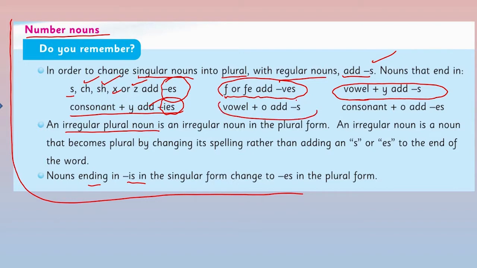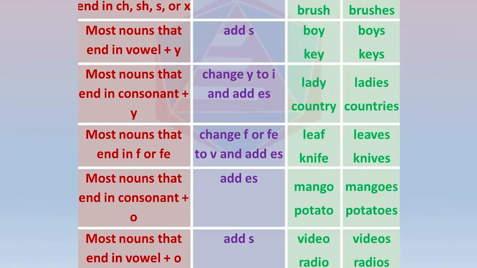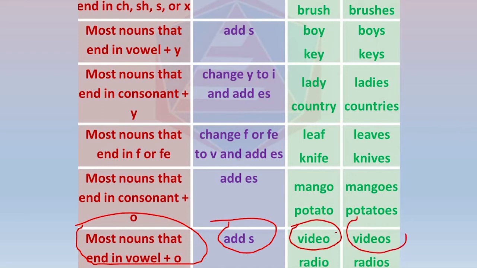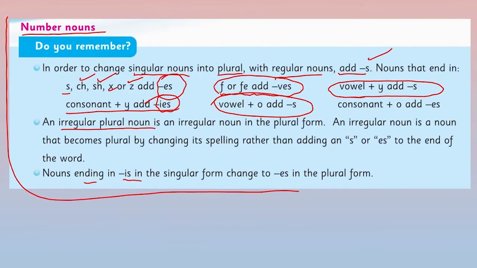Now look at this one. Vowel plus o, we add s in the end to make it plural. Look at the examples here. Most nouns that end in vowel plus o, we add s to make it plural, like video, videos, radio, radios.